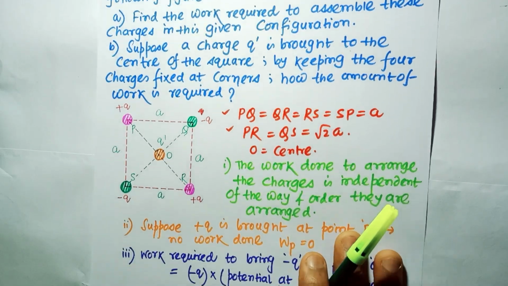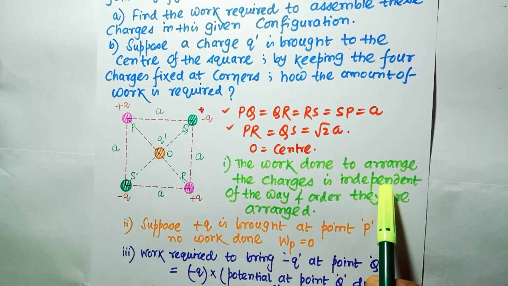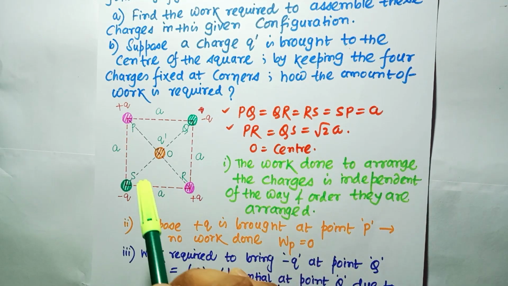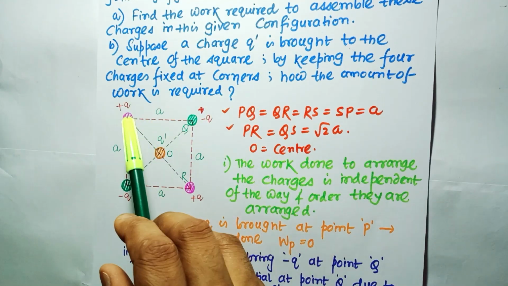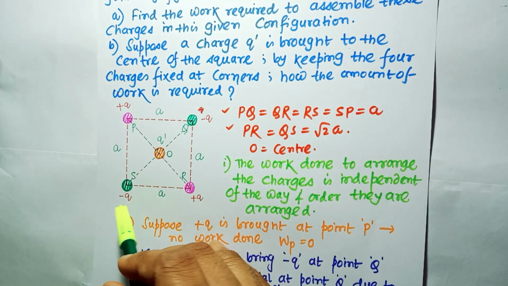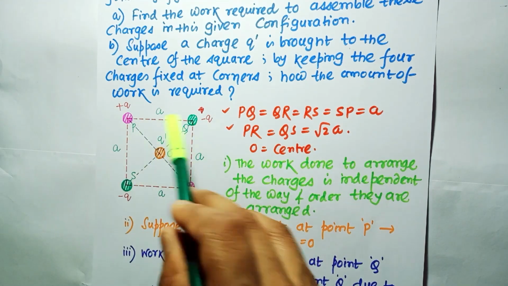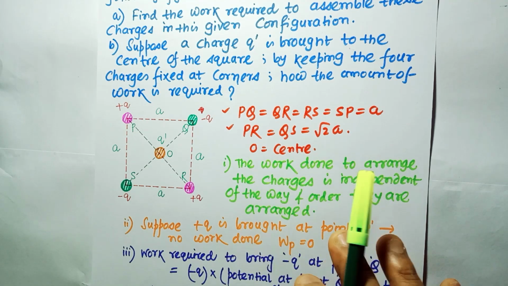Suppose in the beginning, the work done to arrange the charges is independent of the way and the order they are arranged. It means it does not depend on whether I bring the plus Q charge or the minus Q charge first, or which path I take to bring these charges into this configuration. It does not depend on either the path or the order they are arranged. So it is the conservative nature of the electric force.